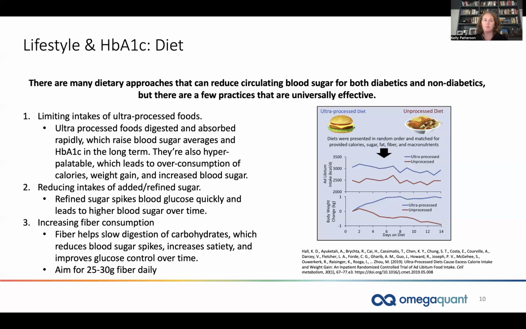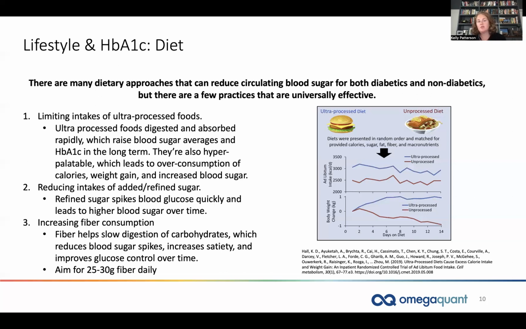Some processed foods, pickles, yogurt, those things are okay. But those more ultra processed things are really hyper palatable, which leads us to overeat on them because they're really good. That can lead to overconsumption of calories, weight gain, and then eventually high blood sugar. So that's probably a really great place to start.